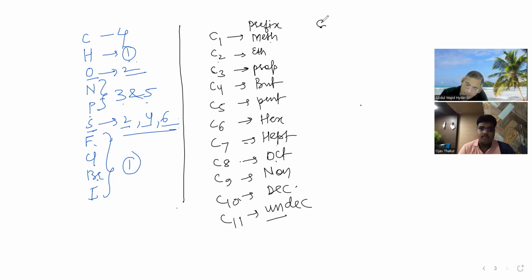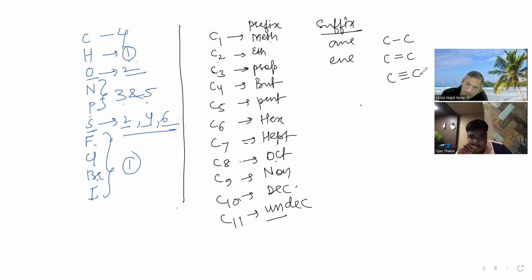Now see, if a single bond is there between carbons, then suffix "ane" will be used. If a double bond is there between carbons, then suffix "ene" will be used. And if a triple bond is there between carbons, then suffix "yne" will be used.